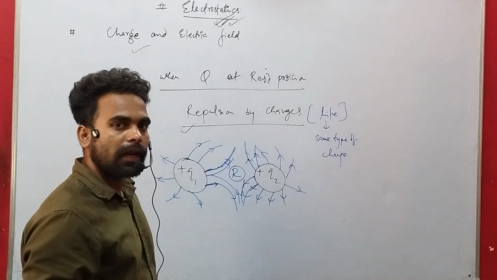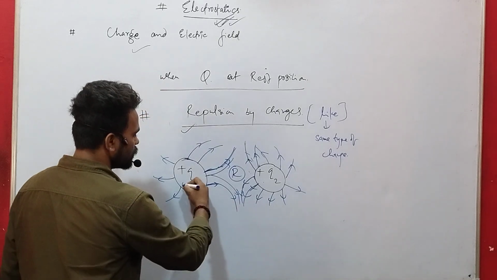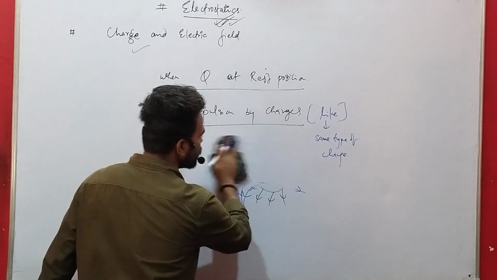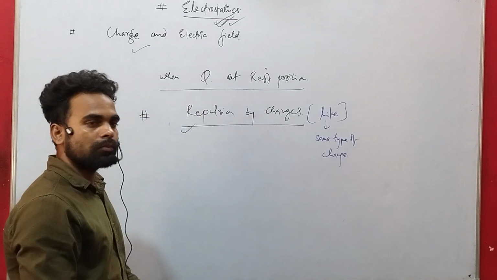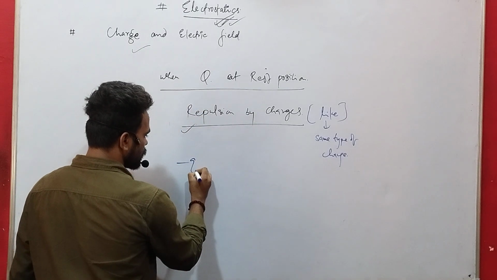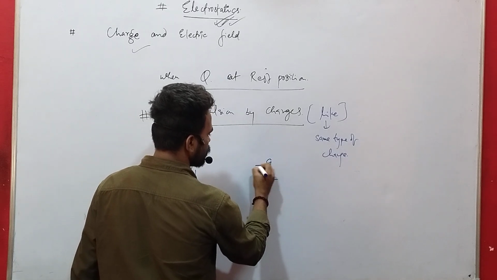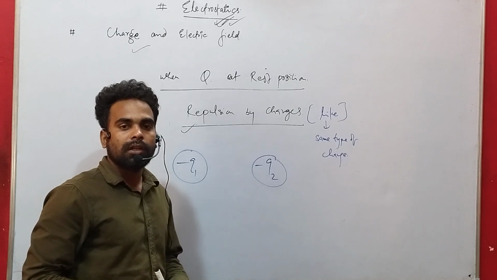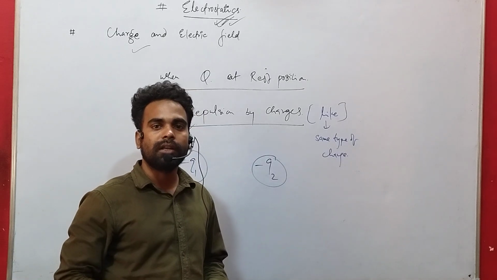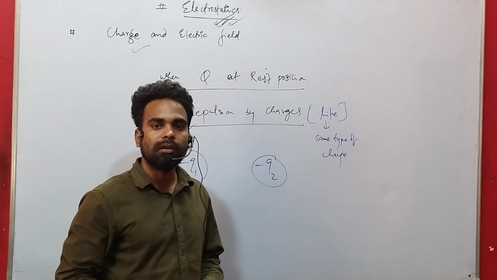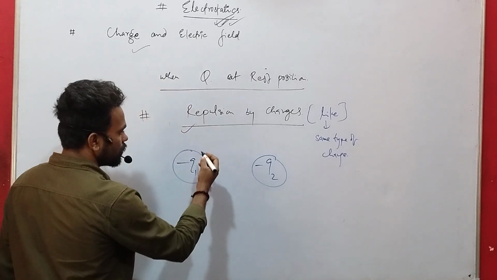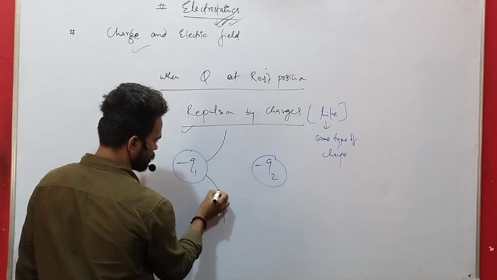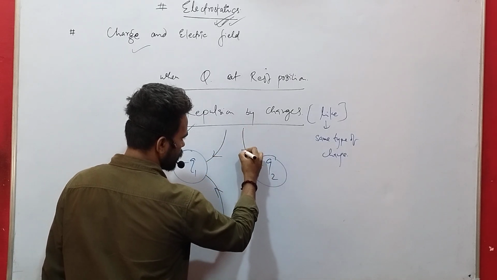Now for the attraction force, the like charge is plus q, and the other we can see is a negative charge. First is q1 and second is q2. Here are negative charges. At negative charges, the electric field lines terminate. The meaning of terminate is the electric field direction is inside.